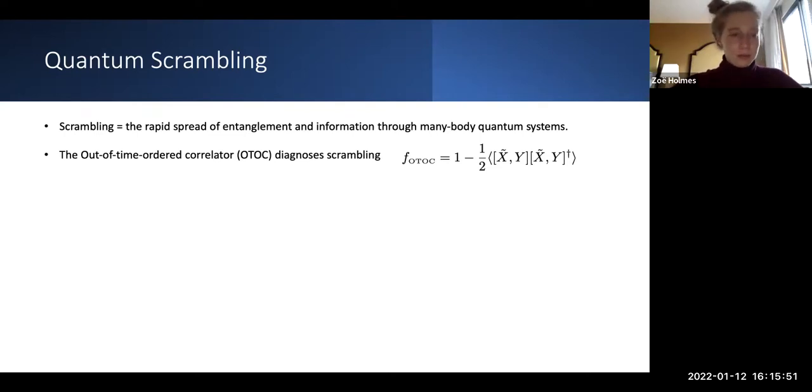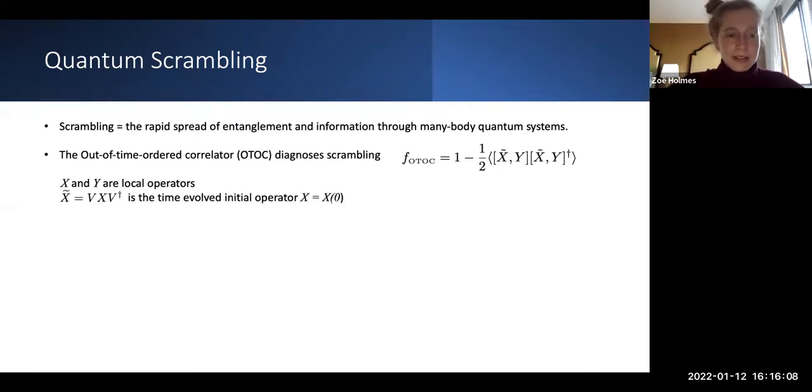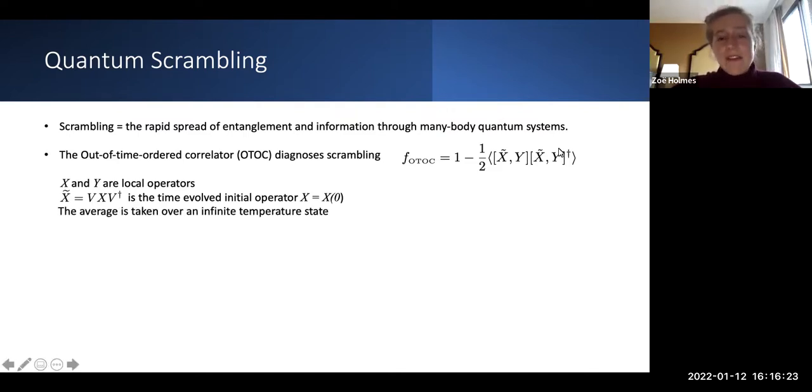How do we actually recognize it? Well, it's typically diagnosed using out-of-time-order correlators, for example this one I have here. This is just 1 minus half times the commutator between two local operators, squared. X and Y are local operators, so for example, they could be local Paulis. X tilde is the time-evolved local operator, so the time-evolved initial local operator. V here, you could see as an evolution unitary under some Hamiltonian. You could see it as time dependent. And then this average is taken over an infinite temperature state.